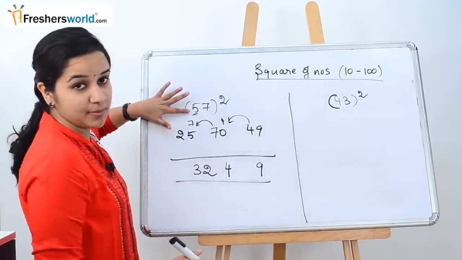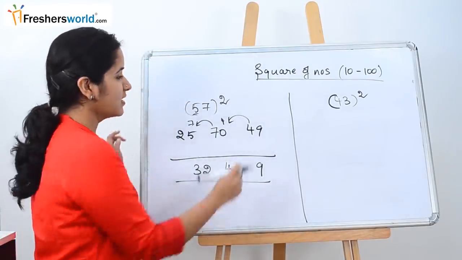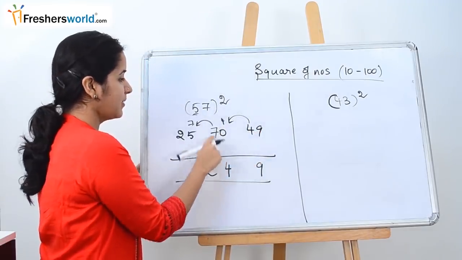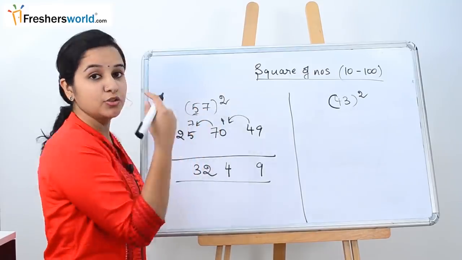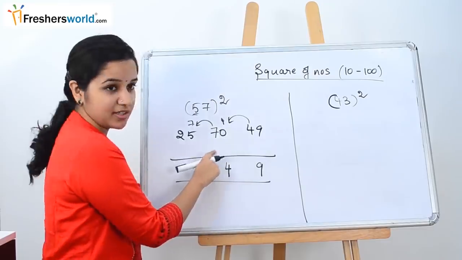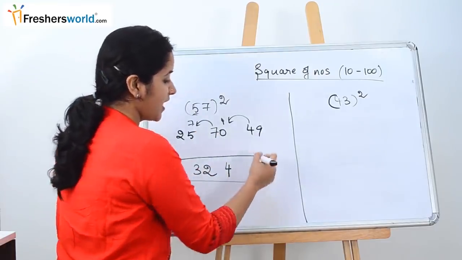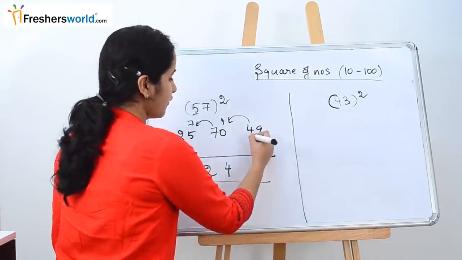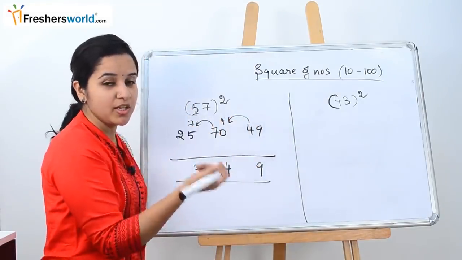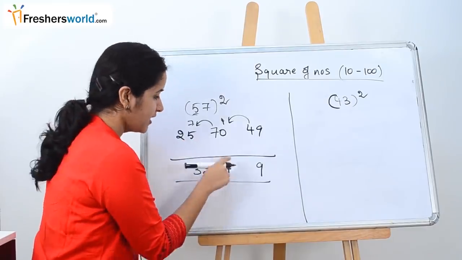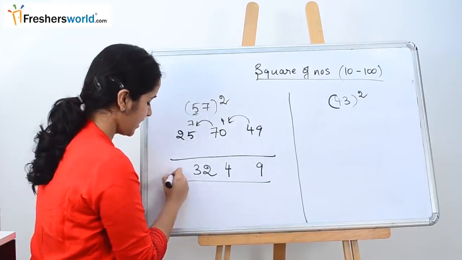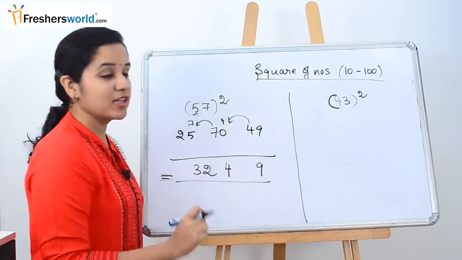So what did we do here? We square the first number 5, which is 25. Then square the last number 7, which is 49. For the middle number, 5 into 7 into 2 is 70, so we write it here. For the next step, we take only the last digit of every number. The last digit of 49 is 9. 4 is carried over, which becomes 74. In 74 the last digit is 4, and 7 is carried over, so 7 plus 25 is 32. So we write directly 3249. Let's solve another sum.